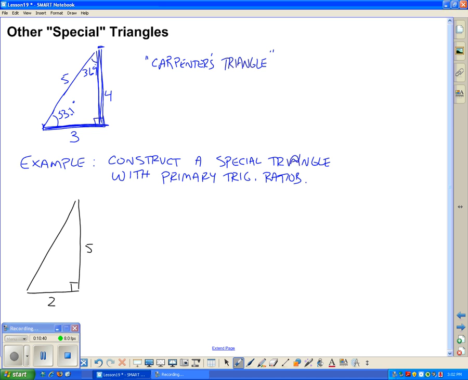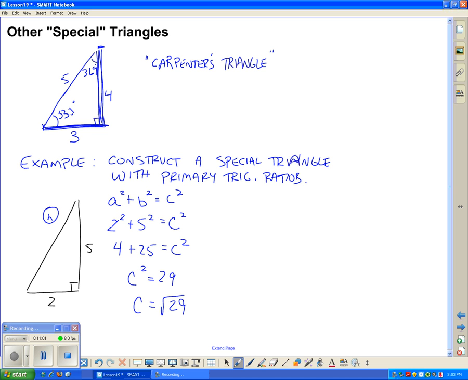All right, so to find the missing side, to find the hypotenuse, a squared plus b squared equals c squared. So I would have 2 squared plus 5 squared equals c squared. 4 plus 25, so c squared equals 29. So c would equal root 29. And if I don't use the calculator, I don't end up with a decimal. So there's a special triangle technically.